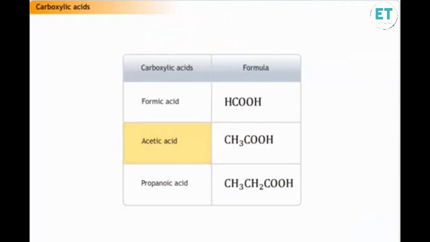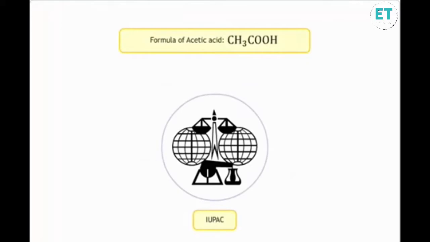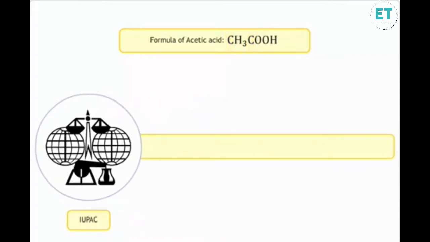Acetic acid is a member of the family of carboxylic acids. The molecular formula of acetic acid is CH3COOH. To begin with, let's analyze the formula to derive the IUPAC name for acetic acid. Acetic acid has 2 carbon atoms. Therefore, the root word for the name of this compound is eth.